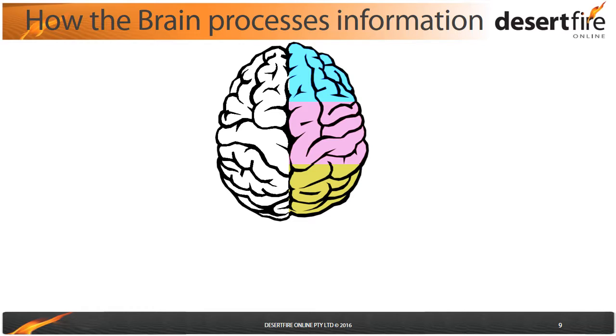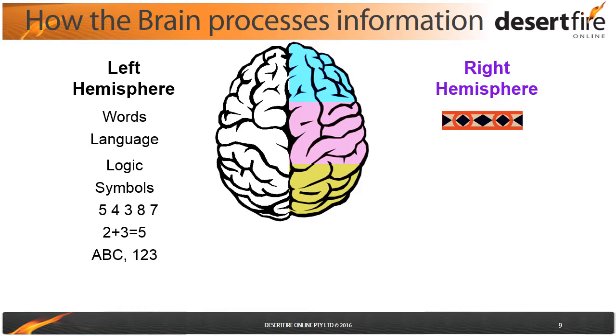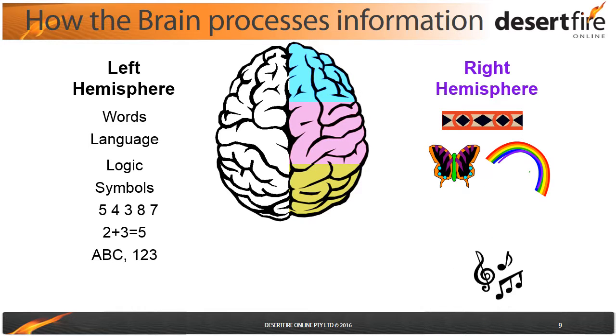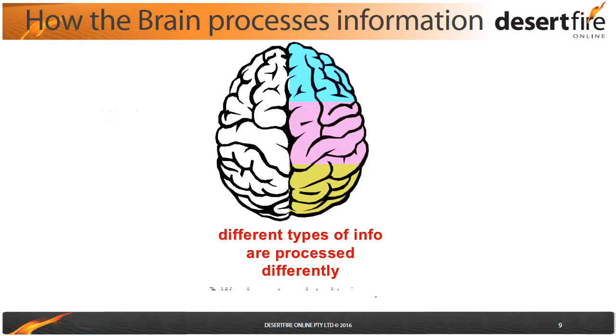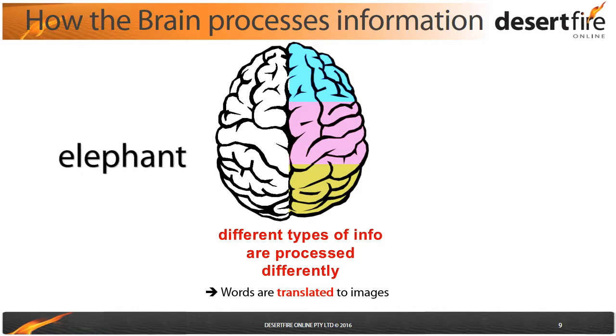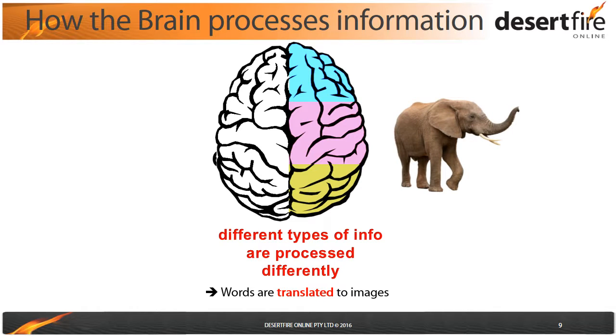So let's take a look at how the brain processes information. The left hemisphere of the brain processes words, language, logic, symbols, math, mathematical operations. The right hemisphere processes patterns, shapes, colors, music, and motion. Different types of information are processed differently. Words go into the left side of the brain, and through the right side of the brain, they're transferred into images.